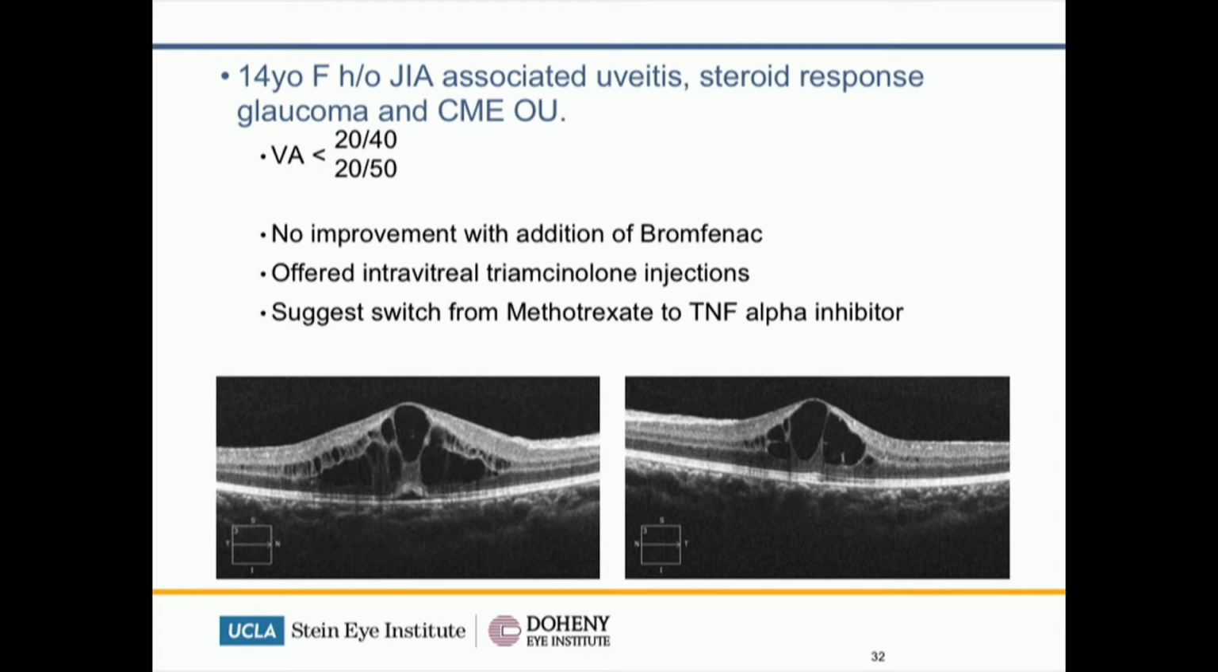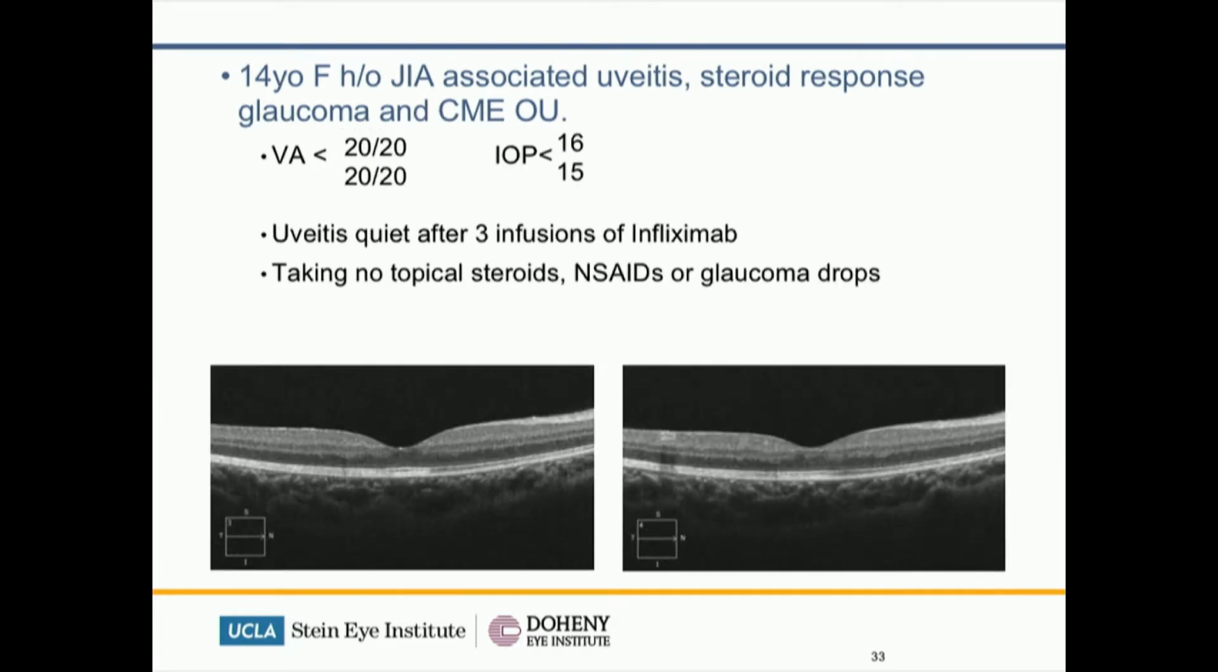So I suggested that the patient be switched from methotrexate to a biologic, a TNF alpha inhibitor, and luckily for me, the parents agreed with me. So now the patient, after 3 infusions of infliximab, has vision of 20/20. The patient is off all drops. She's not on any glaucoma drops, not on any prednisolone. IOP is 16 and 15. To me, this is a winning situation.